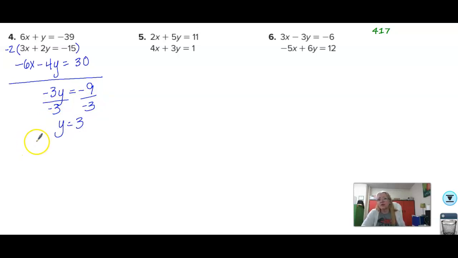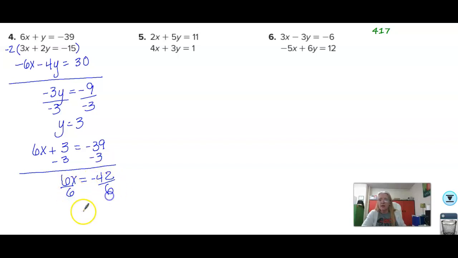Now pick an equation and substitute. I'll use the first one. 6x plus, I know y is 3, so I'm going to put 3, equals -39. To get 6x by itself, I subtract 3 from both sides. That gives me 6x equals -42. Dividing both sides by 6, I get that x is -7. So my solution is -7, 3.